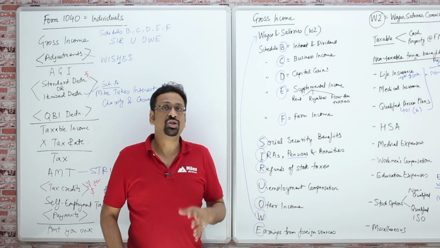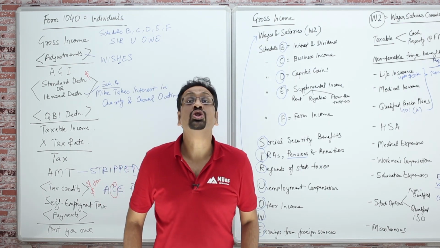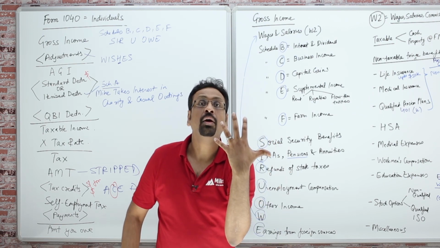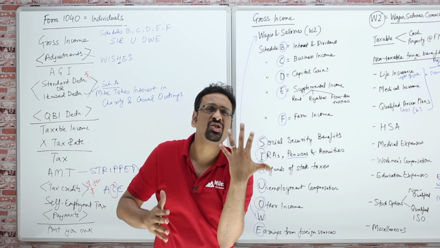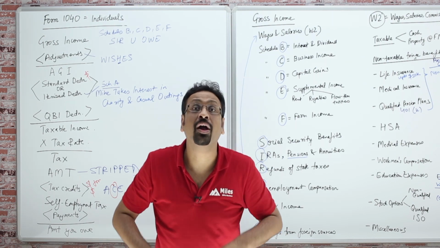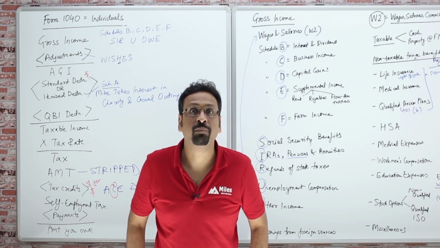Let's say you have a stock which you've now sold for $500. You've realized $500. The basis in the stock, you bought that stock for $300. That means there's a $200 capital gain for you.